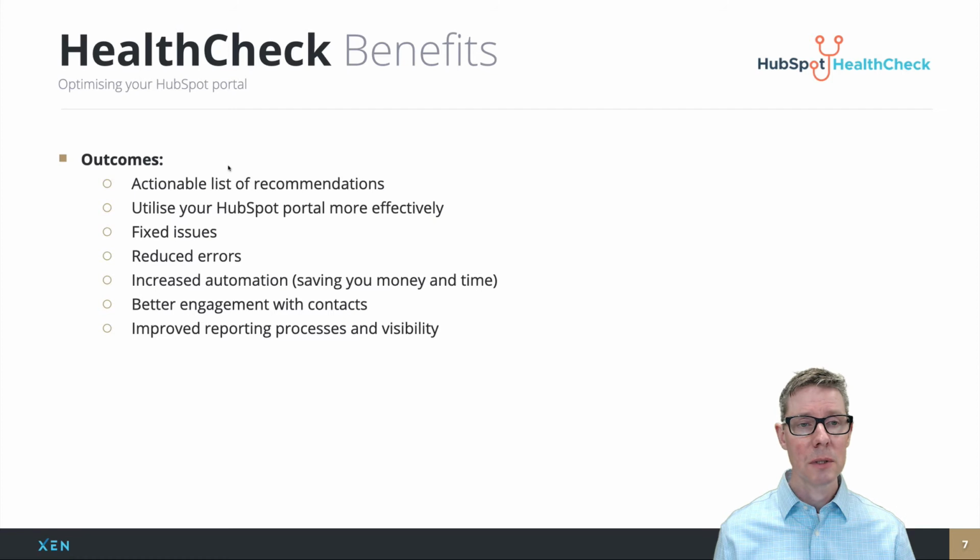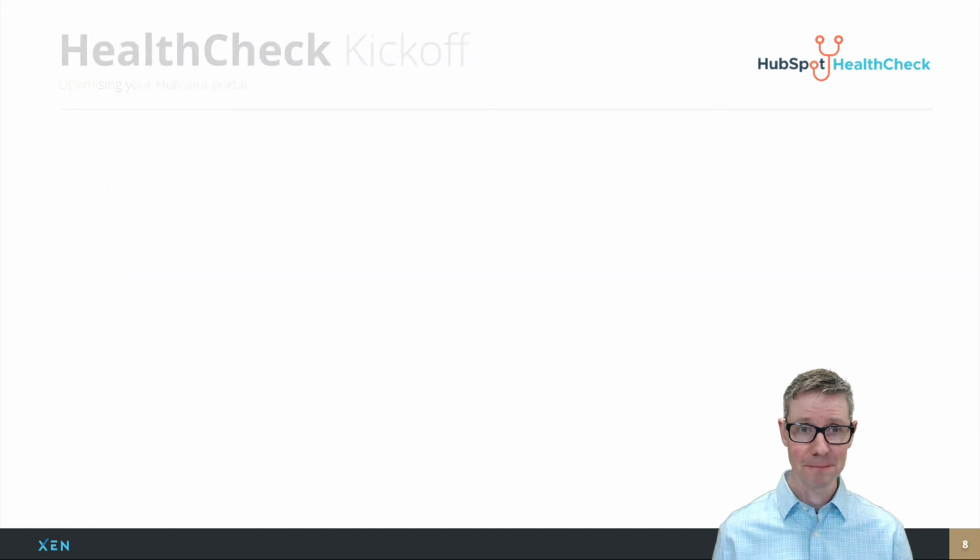In terms of the benefits, really the outcome is you get this actionable list of recommendations, and the goal is to use your HubSpot portal more effectively, right? So we want to fix issues, reduce errors, improve automation. HubSpot at its core is a marketing automation and sales CRM engine. So we want to automate as many of those processes as we can, and that saves you time and money. Also if you're automating a lot of these things, you get better engagement with your contacts, nurtures and things like that, and you also get improved reporting processes and visibility.